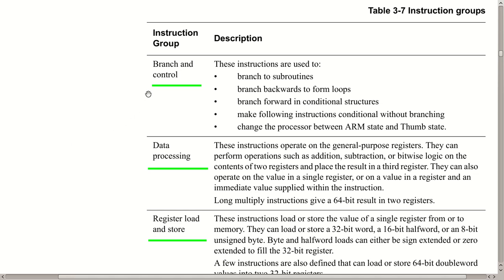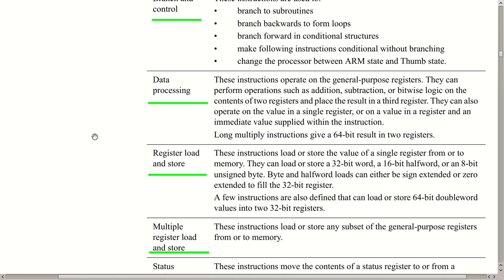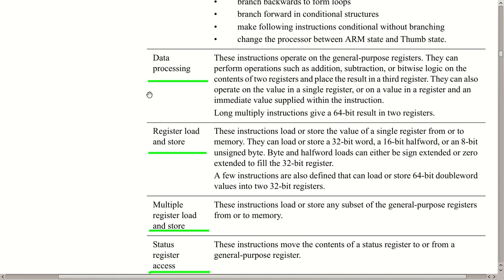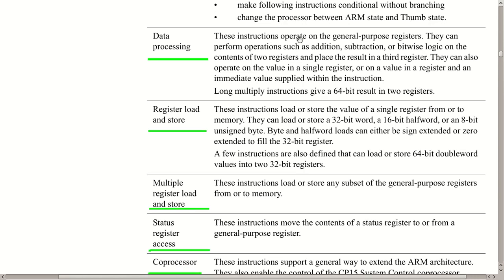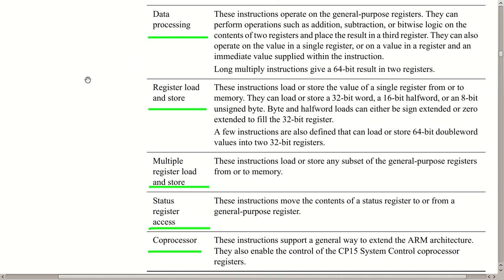First is branch and control instructions. They are used to have loops, conditional structures, and make the following instruction conditional without branching. They are used to change the processor state between ARM and Thumb. Then we have some data processing instructions. These instructions are used to perform addition, subtraction, multiplication, or to do bitwise logic operations like OR and AND. We can give immediate data in these instructions.